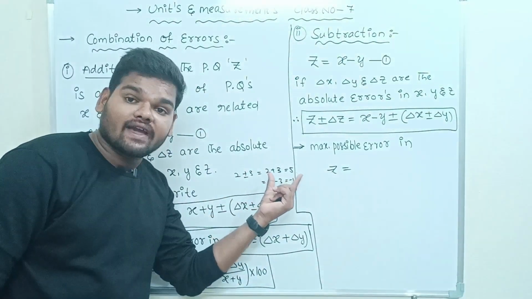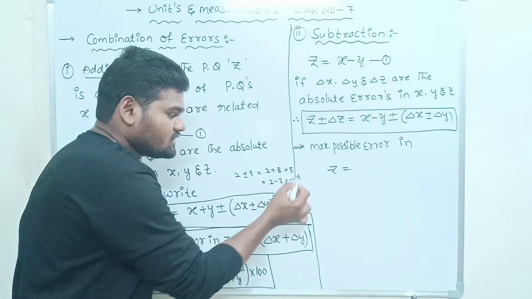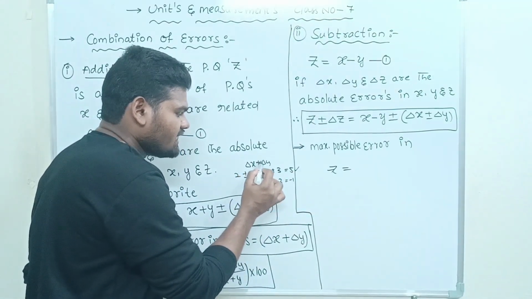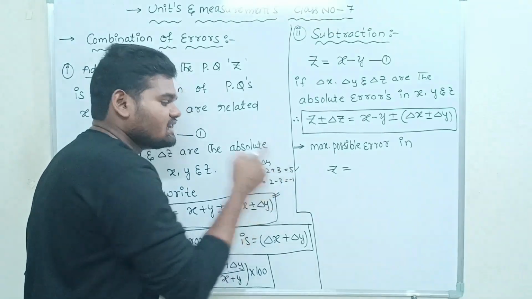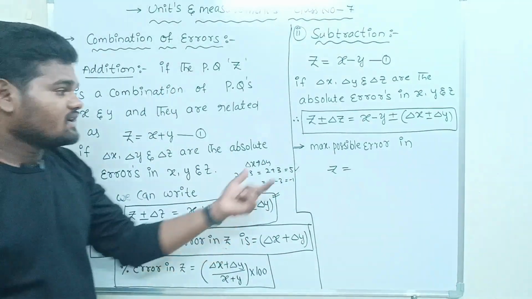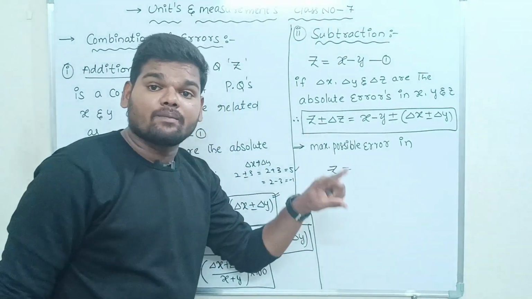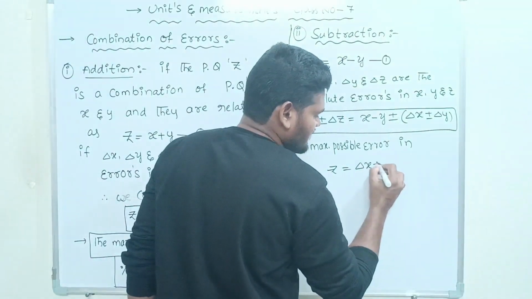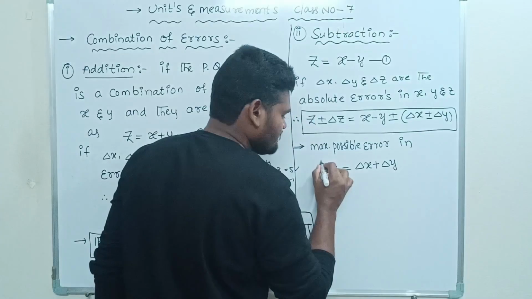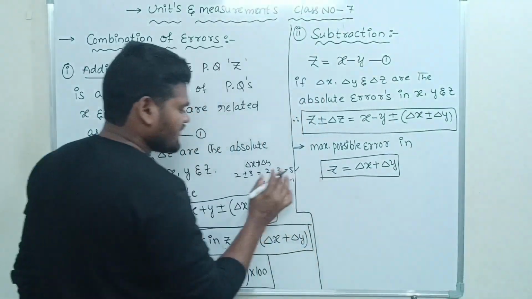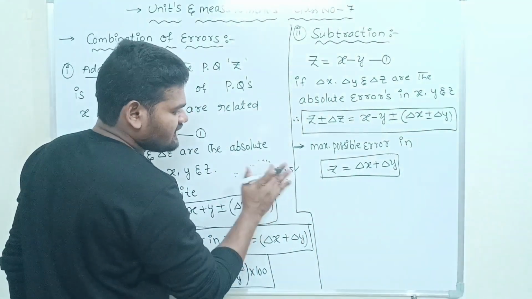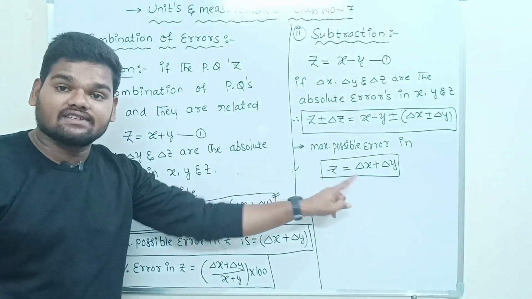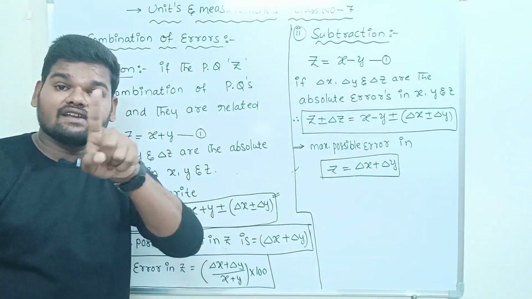We are talking about the maximum value. So in these two, what is the maximum value? Delta X plus delta Y. If you do an addition, then you will get the maximum value. Here also we are talking about the maximum value. So how do we get the maximum value? Delta X again plus delta Y. So this is the maximum possible error in case of subtraction. So in case of addition and subtraction, the maximum possible error is the same.